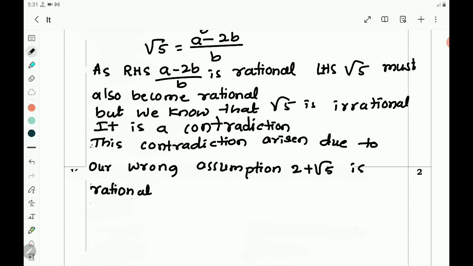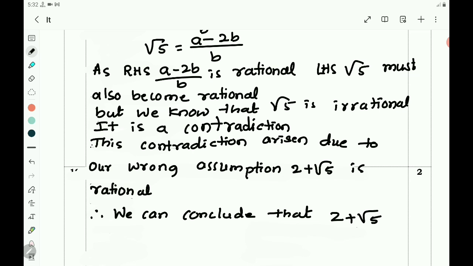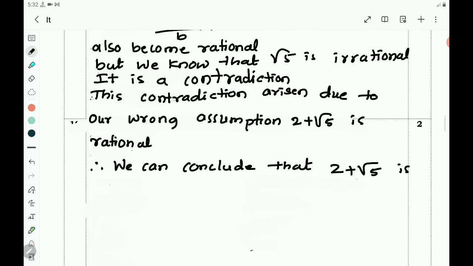So what can you conclude? We can conclude that 2 plus root 5 is irrational.